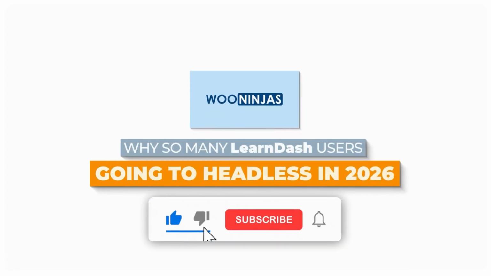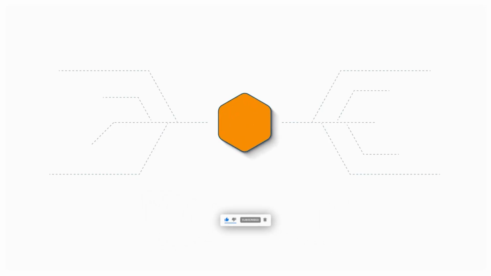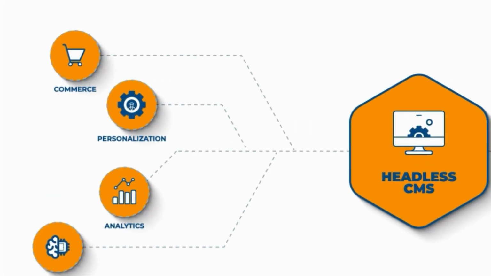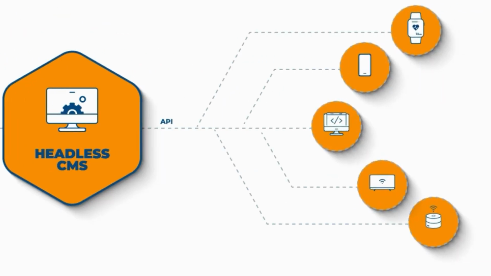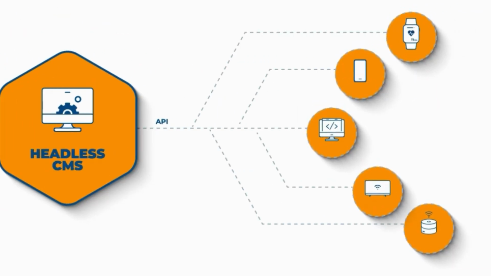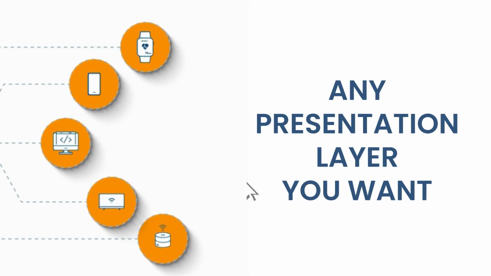So why are so many LearnDash users going headless in 2026? Because you can connect commerce, personalization, analytics, and AI directly into your LMS from one central system. Through APIs, your content isn't stuck in WordPress anymore. It can power web apps, mobile apps, and any presentation layer you want.